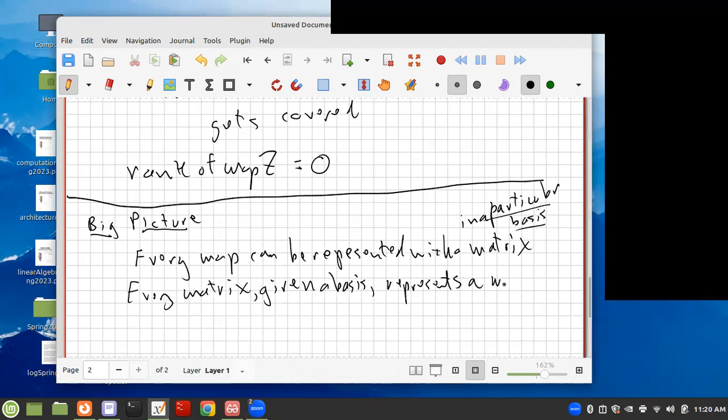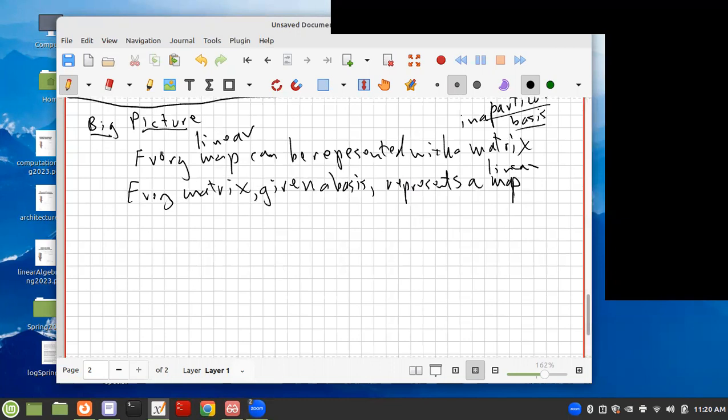Now, every matrix, given a basis, represents a linear map. Every linear map is represented by a matrix. The point here is that this gives you the crucial context of matrices. Now, if you remember, we started with a linear system, as a bunch of equations, and the augmented matrix was just bookkeeping to solve it with the Gaussian method.